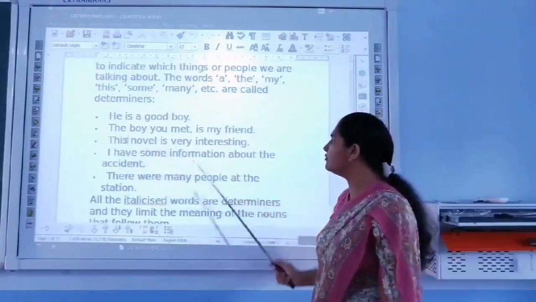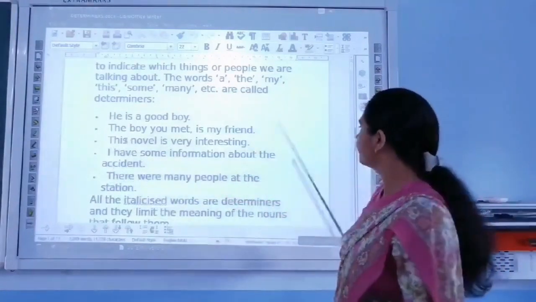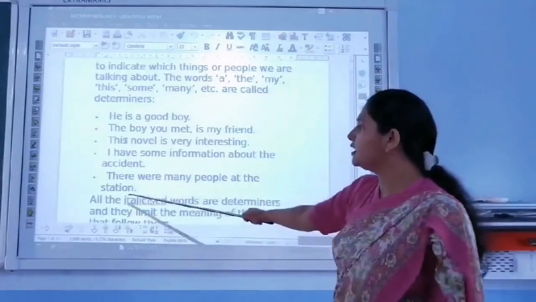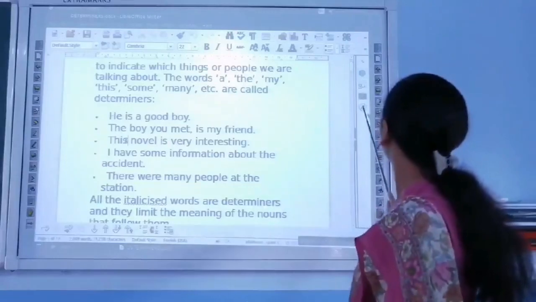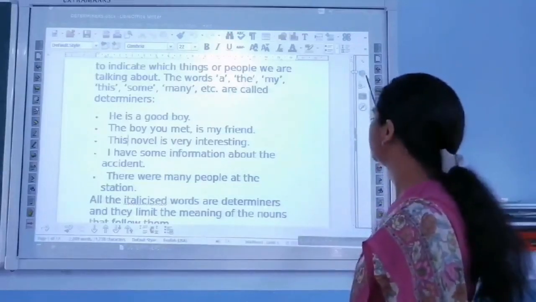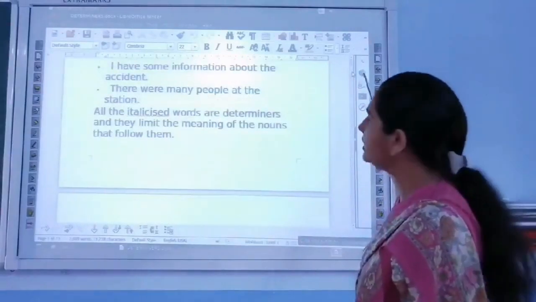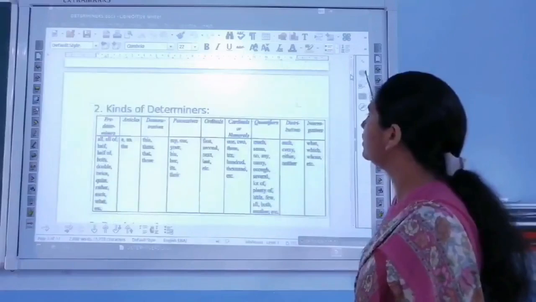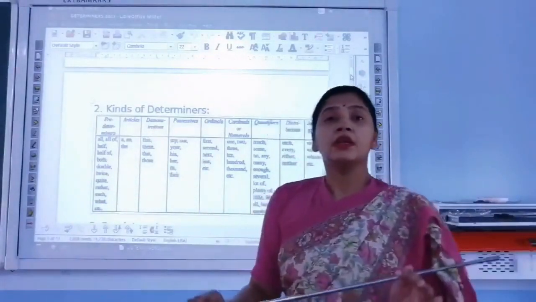I have some information about the accident. There were many people at the station. All the italic words are the determiners. That means the words which I pointed to on the screen are all determiners. Now we are going to learn about the kinds of determiners.